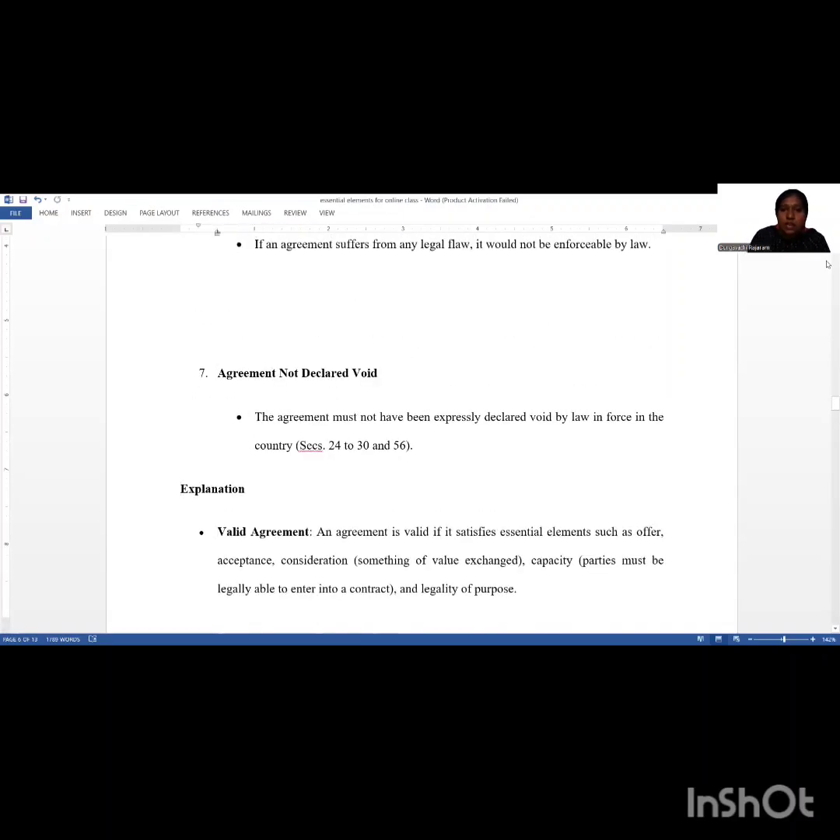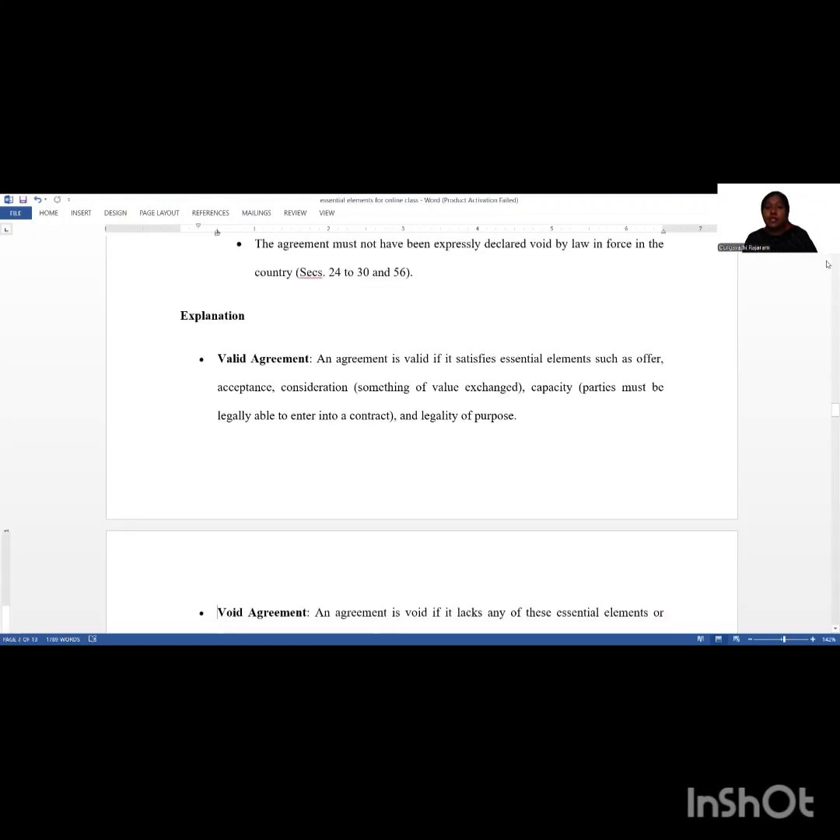Now let us see what is a valid agreement. An agreement is valid if it satisfies the essential elements of an offer, acceptance, and consideration. When we tell that an agreement is a valid agreement, we should have parties, and both the parties should have something in writing, that is, they should have a consideration and acceptance should be there, and the capacity of entering into the contract should be there. So this all comes in a valid contract.